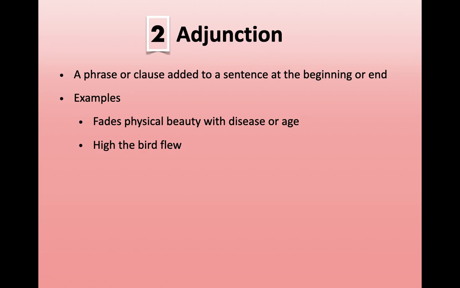Adjunction is a phrase added to a sentence at the beginning or end. It can be a phrase or a clause or even a word. Look at examples. Fades physical beauty with disease or age. To put the word fades at first creates a special effect. It gives focus to that word. High, the bird flew. The height is stressed in that statement. That is an example of adjunction.